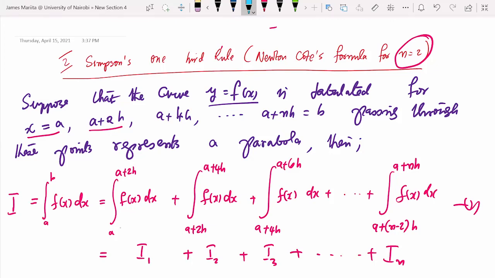N over 2 or n minus 2? But we are talking about from x equals a to x equals b. And that's why we have this, you check these limits of integration. This is when n is equal to 0, n is equal to 1, and so on, up to n is equal to n, the last term.